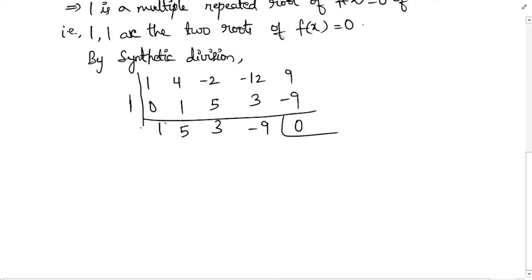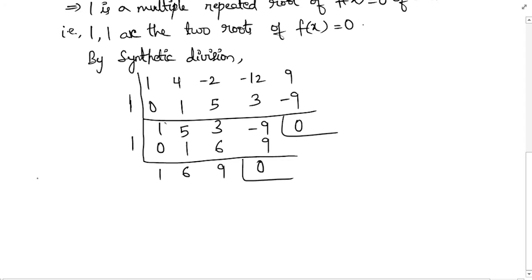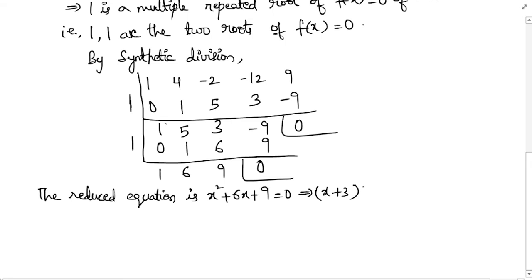Okay, so again we have another root as 1 again. So this will be 1, 1, 6, 6, 9 and this will be 9. Okay, so again the remainder is 0. So the reduced equation is x square plus 6x plus 9 is equal to 0. That implies we can write this as x plus 3 whole square is equal to 0. That implies x is equal to minus 3 comma minus 3.